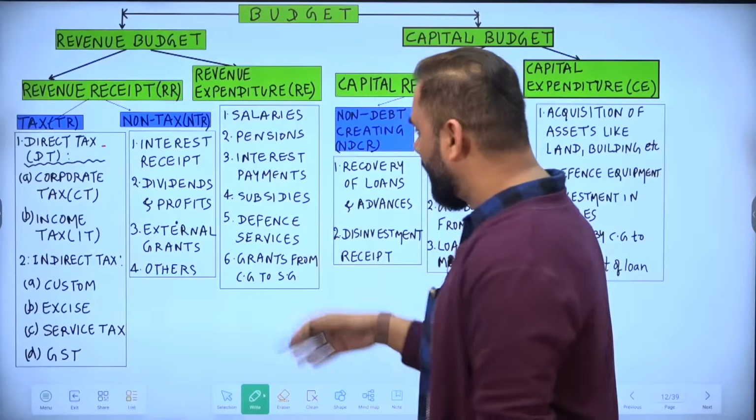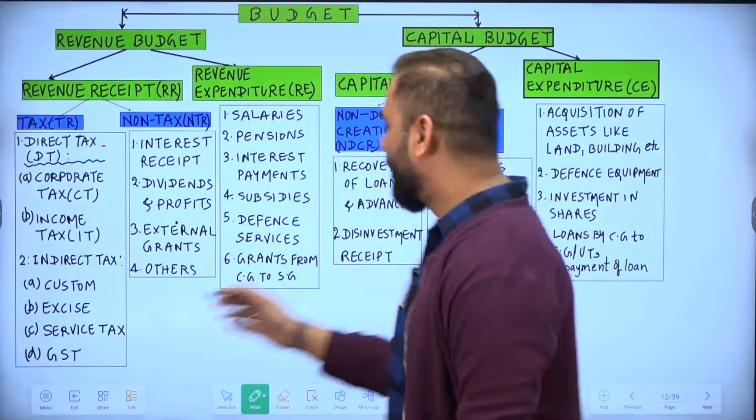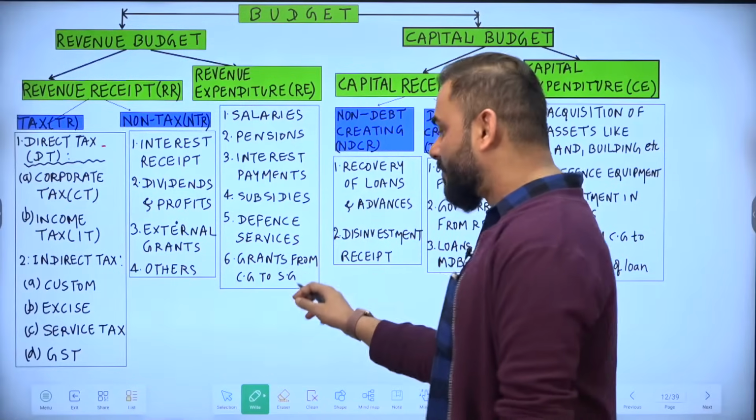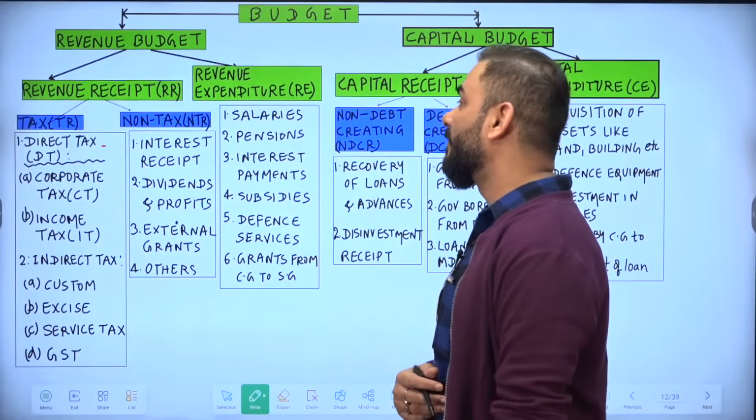What is revenue expenditure? Revenue expenditure means wages, salaries, pensions, all these normal things which the government of India spends, and grants from central government to state government. So the grants given by the center to the state are also called revenue expenditure.